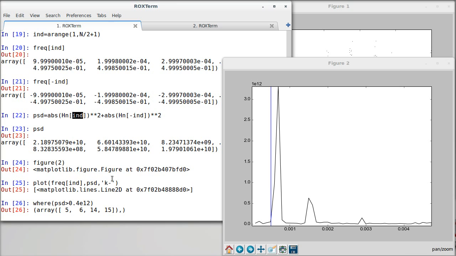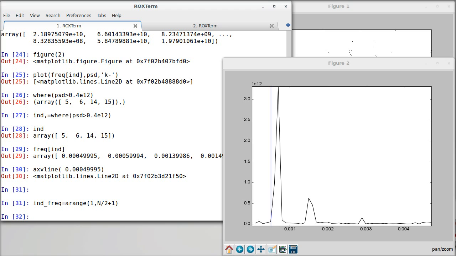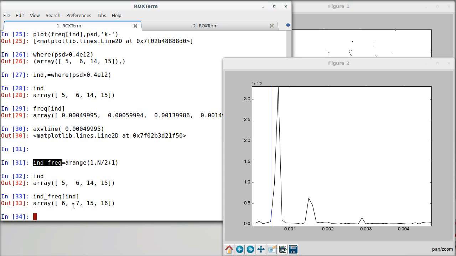Okay, so let's say that again and try to make some sense of this. Originally we had written ind like this. Let's give that a new name and call it ind frequencies. This new list of indices is actually relative to this set of values. In other words, these are the index values in the list of frequencies at which these spikes occur.